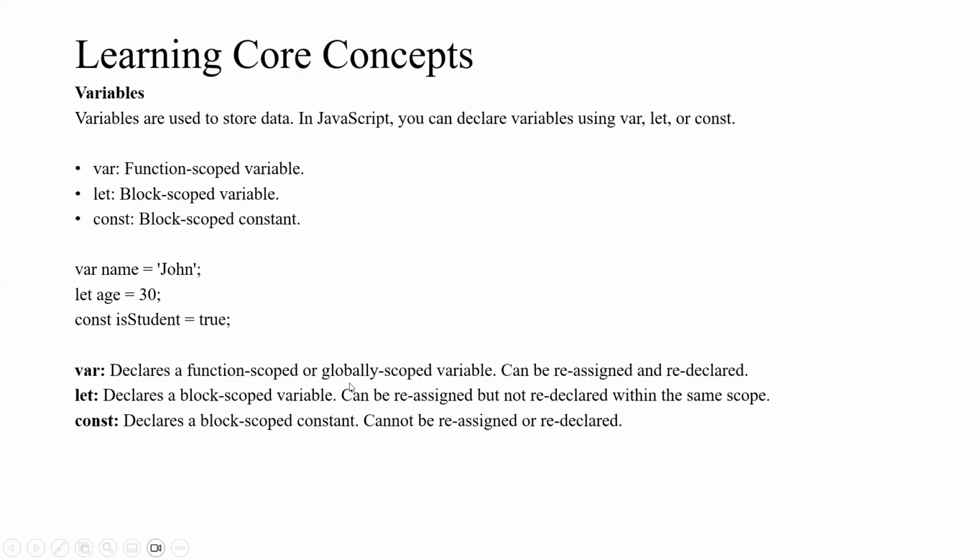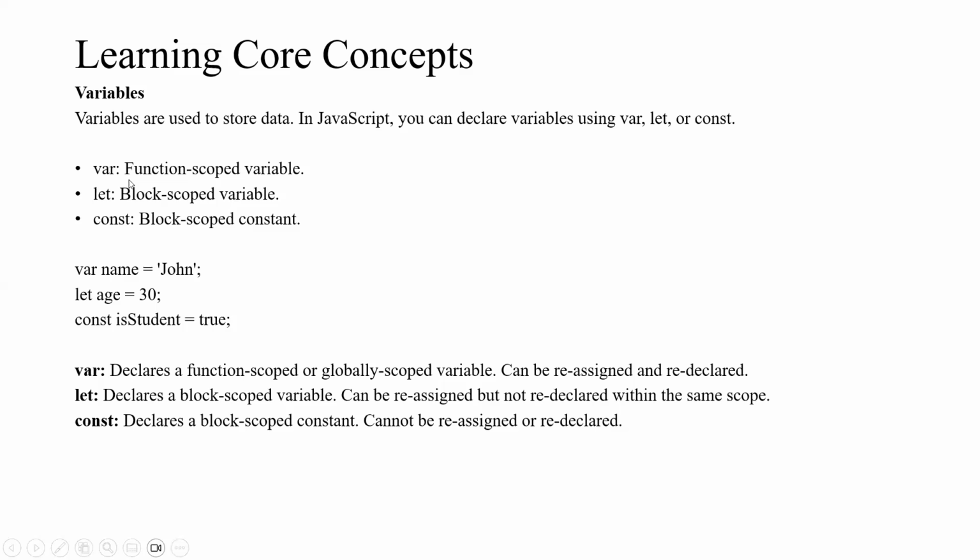So then learning the core concept of JavaScript. Then we have something that we call variable. It's very, very important in JavaScript. Variables are used to store data in JavaScript. So you can declare a variable using var, let, and const. Const means constant. So that is the main three variable keywords that you can use.